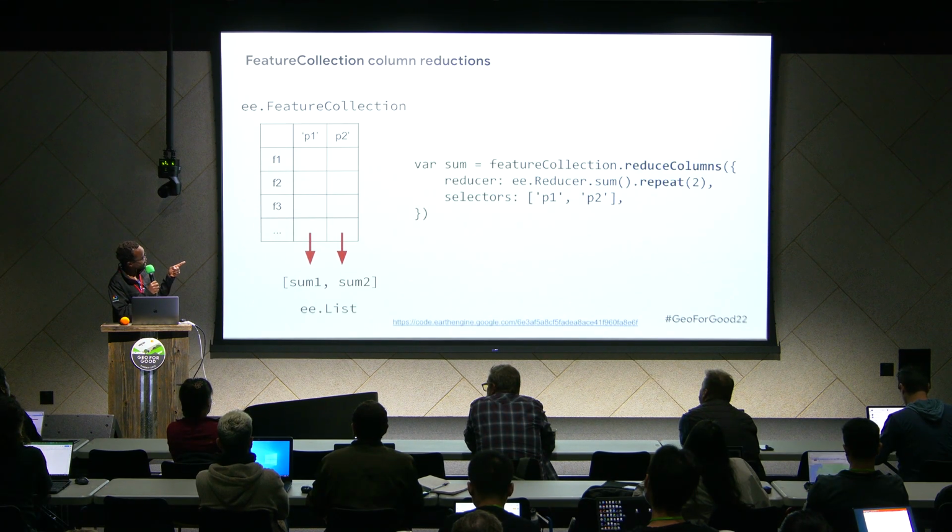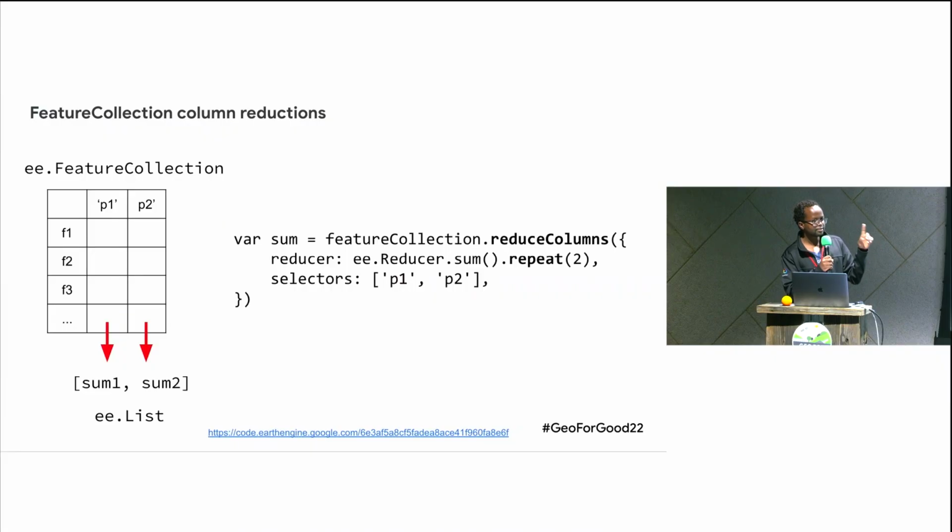And then a key part here is we pass the reducer as sum, but then we have this part that says repeat 2. So unlike image collection reduce, where reducers are automatically repeated for each band, reducers on a feature collection must explicitly be repeated using repeat 2. So this is a quirky thing that you need to do. So you specify I want to repeat this reducer n times for my n inputs.